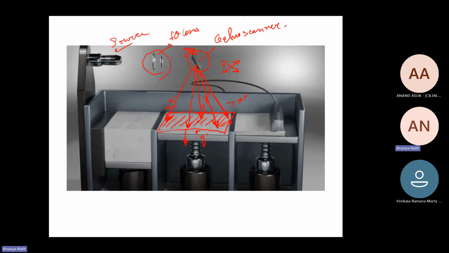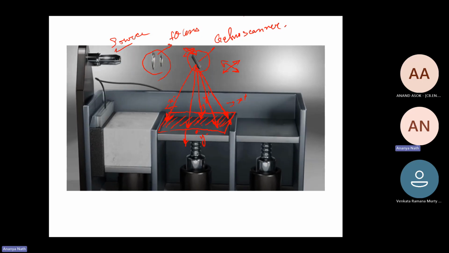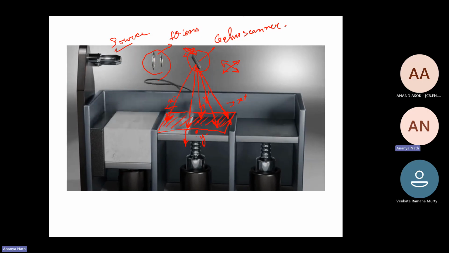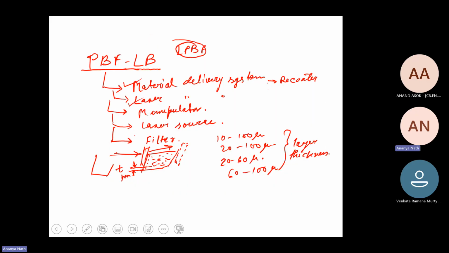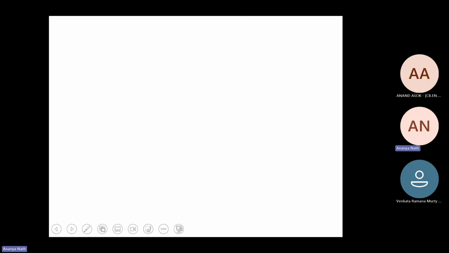So when you are talking about PBF, you have to move the laser very fast. So this question may arise: why do I have to use a galvo scanner and why not a normal CNC to move the laser? Because in LPBF, it's better to call it PBF-LB.